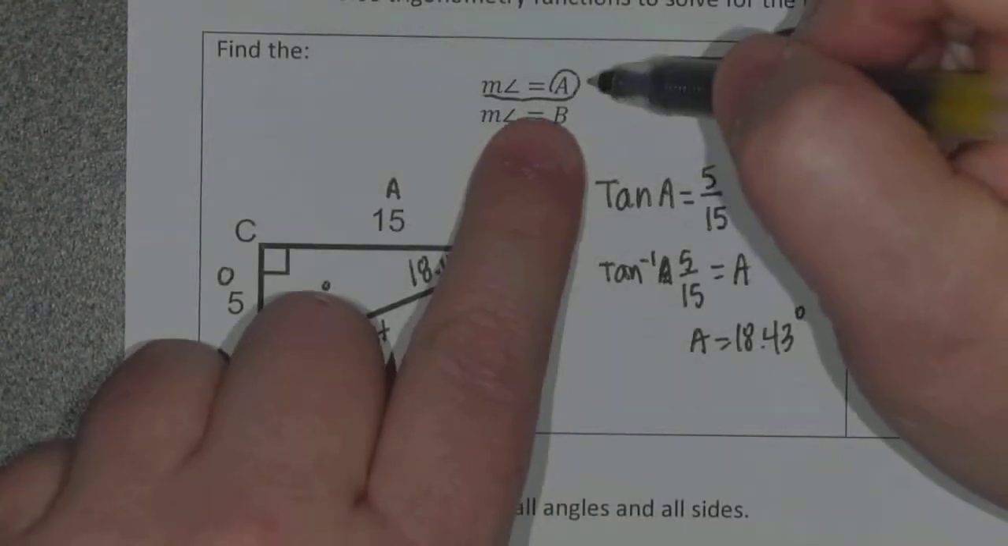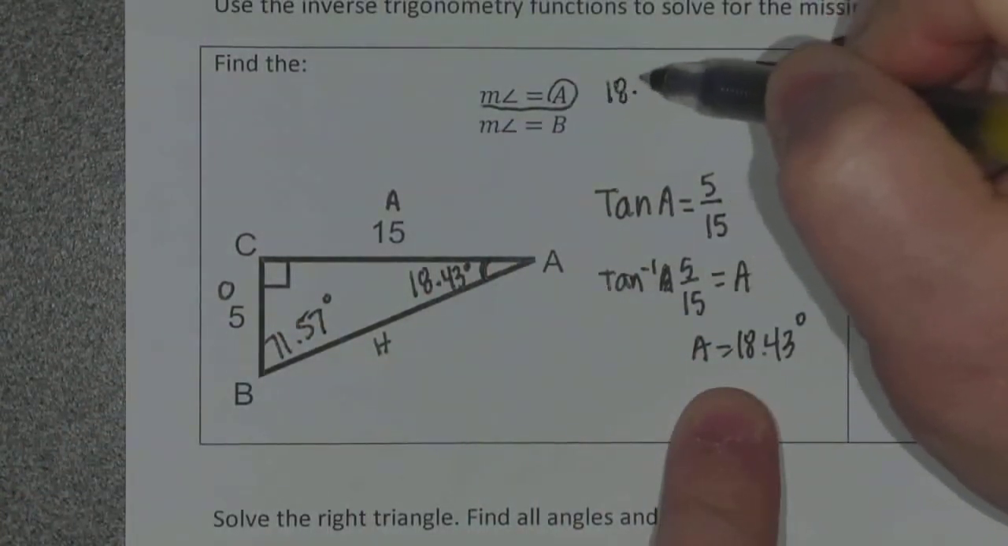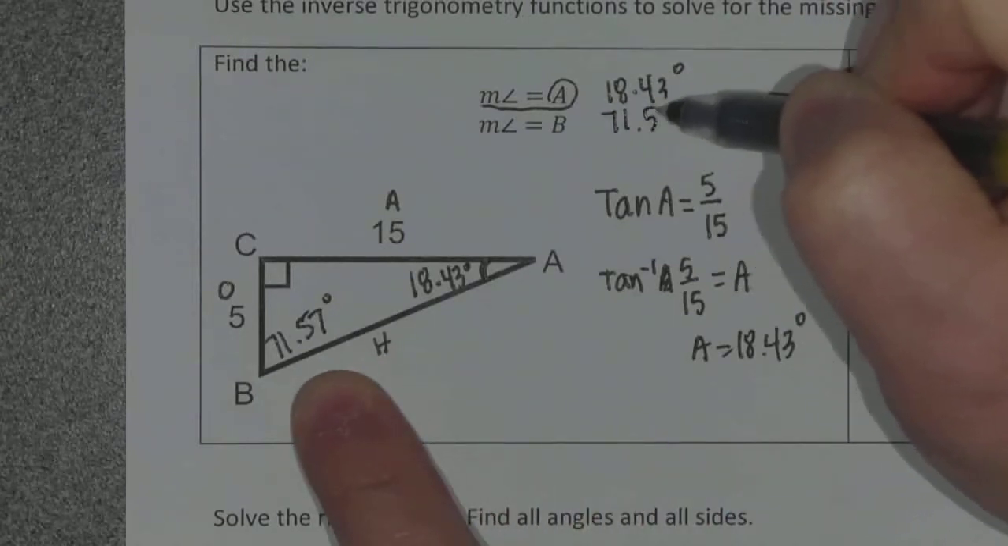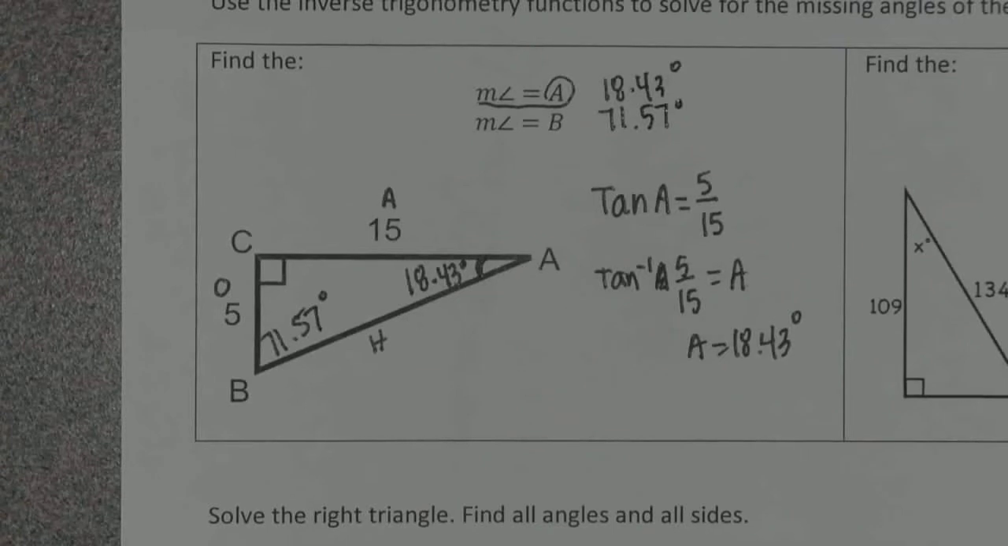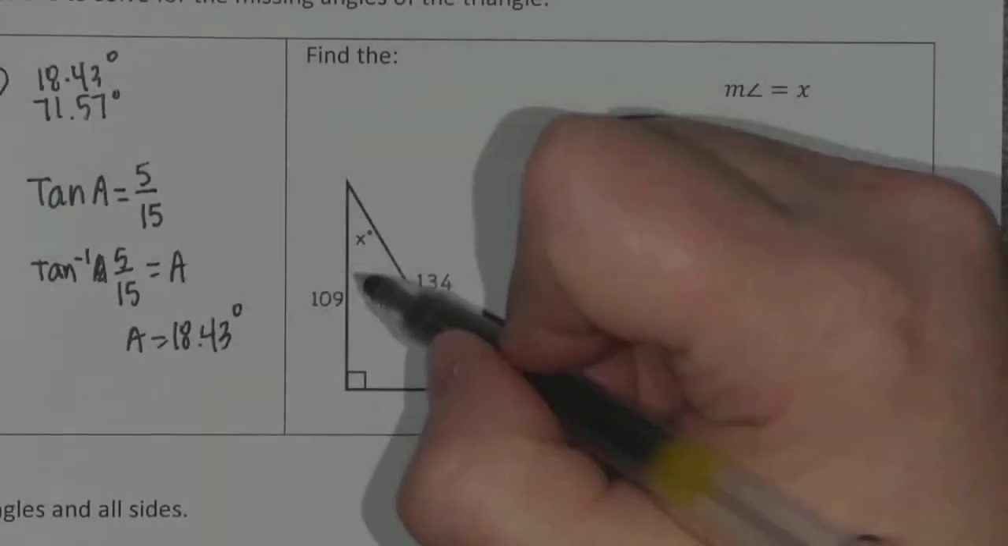So the measure of angle A up here at S, the measure of angle A would be 18.43 degrees, and the measure of angle B would be 71.57. So again, still using trig functions to set up. But instead, when we're looking for the angle, we're going to do the inverse trig function in order to solve for it. Okay? All right, so this next problem right here, it says find the measure of angle X.